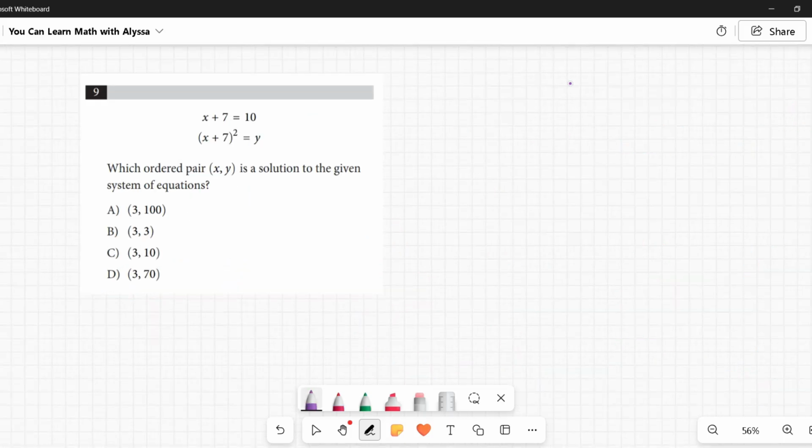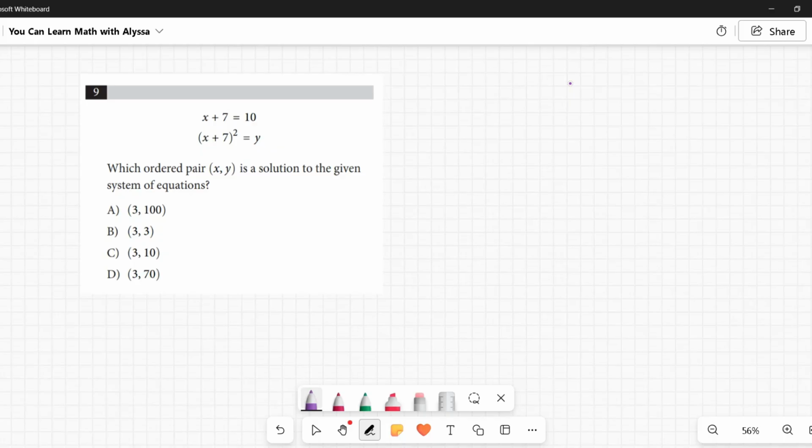Number 9, x plus 7 equals 10 and x plus 7 squared equals y. Which ordered pair x, y is a solution to the given system of equations? The first thing people tend to ask on these sort of questions is, can I solve this by graphing? Yes, you can. Do I recommend it? Not really.